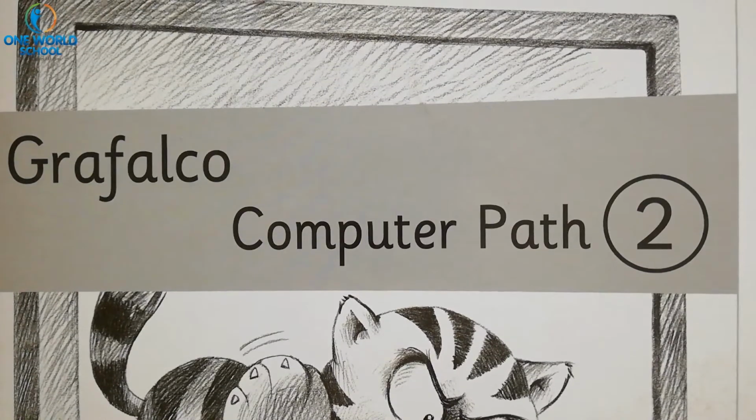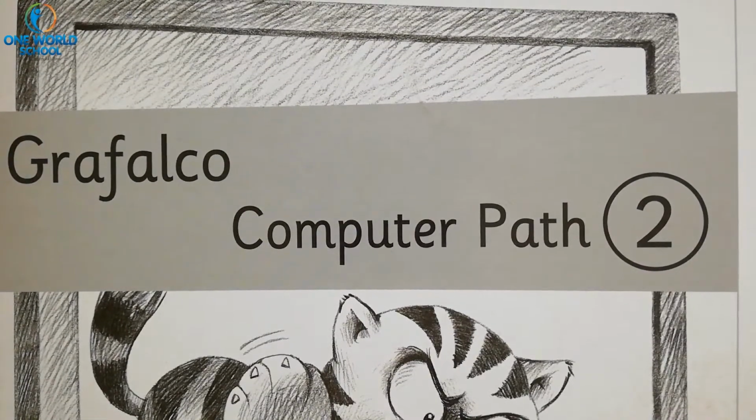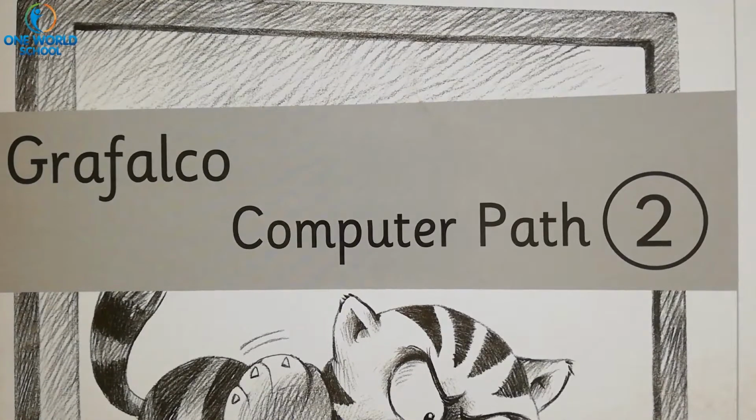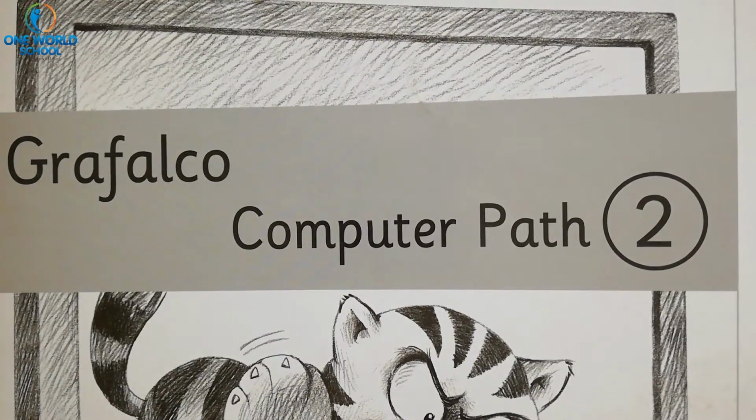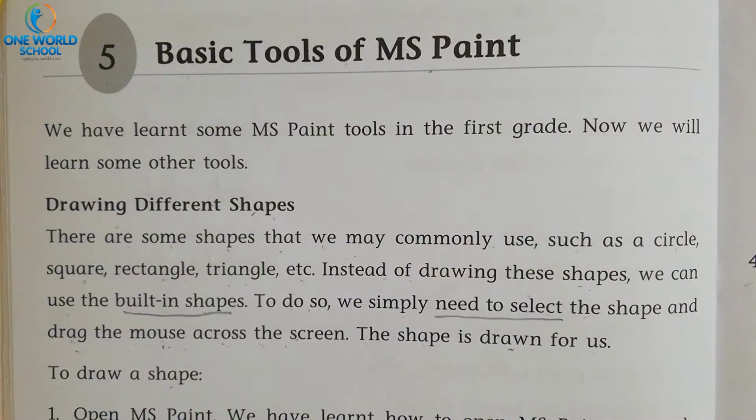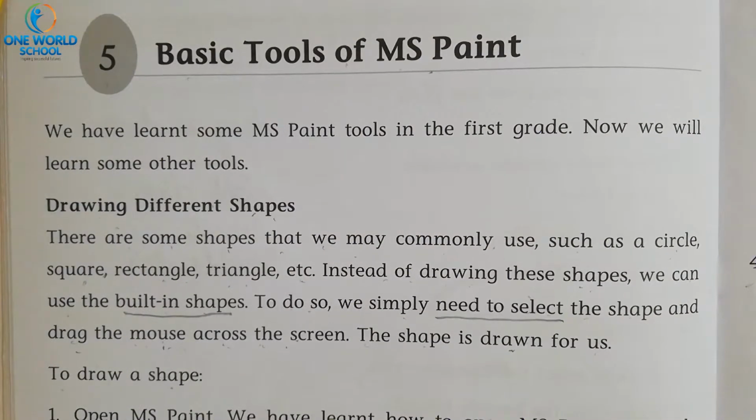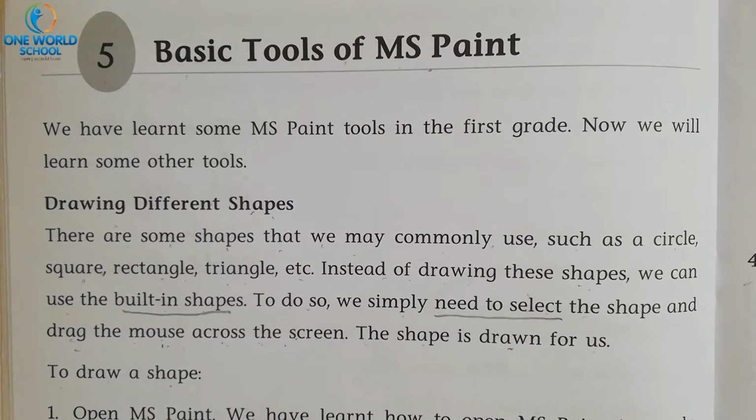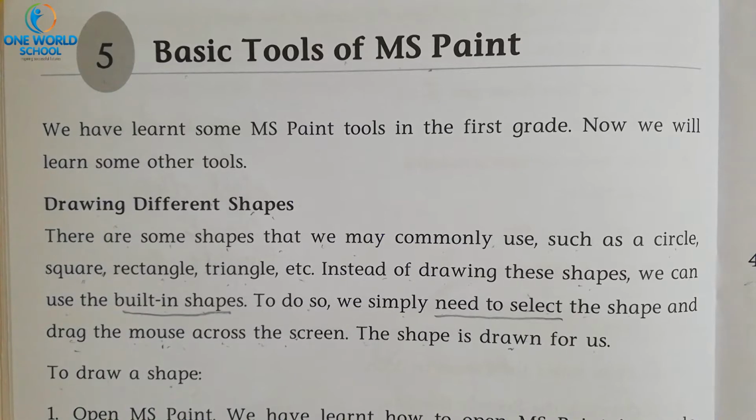Now in semester 2 we have started lesson number 5. So open your textbook. Lesson number 5, Basic Tools in MS Paint. In our last video we have learned about different shapes in MS Paint, and also we have seen on the computer screen how to draw a shape, and we had already drawn a square in our last video.